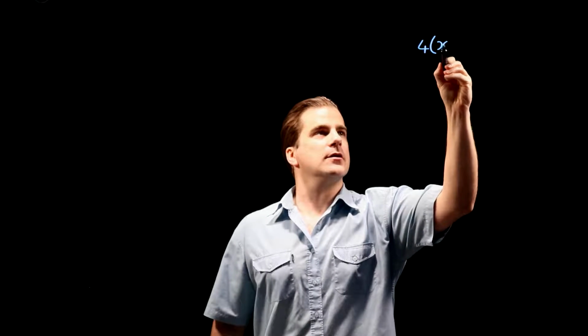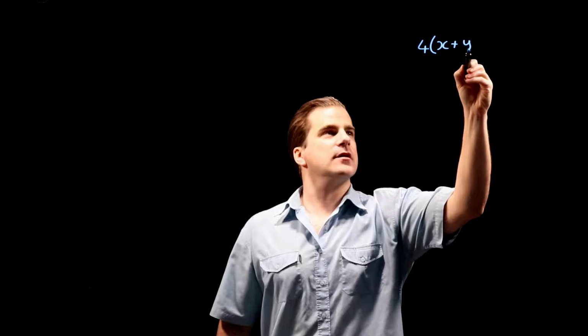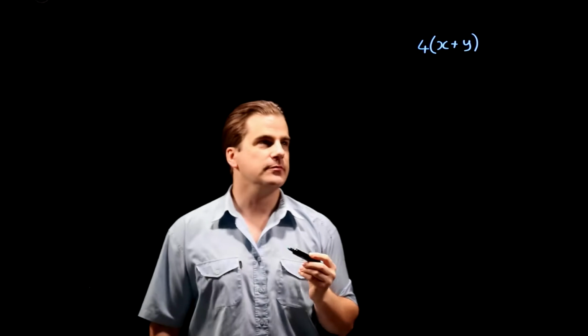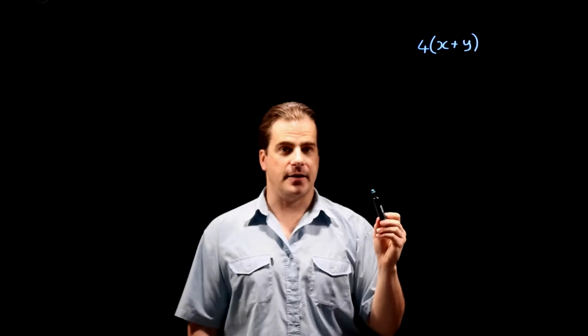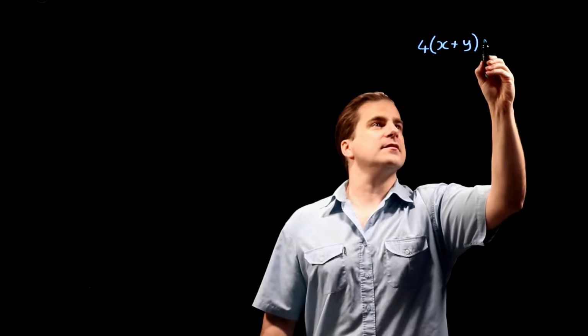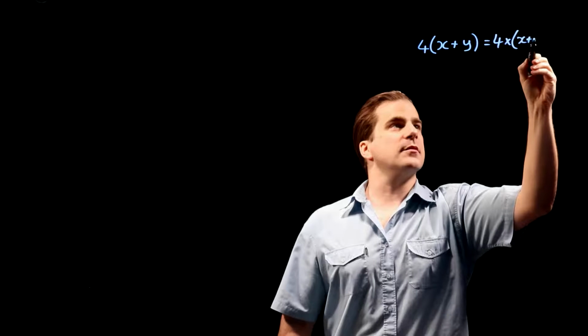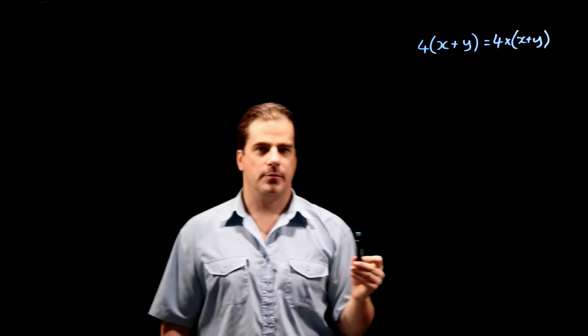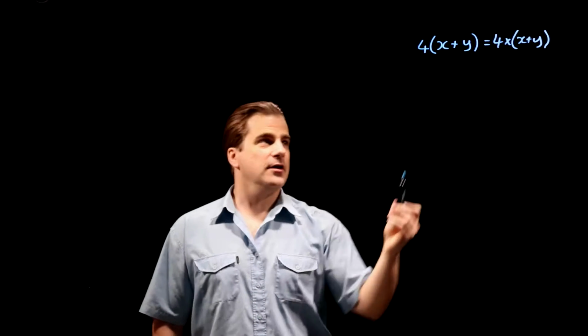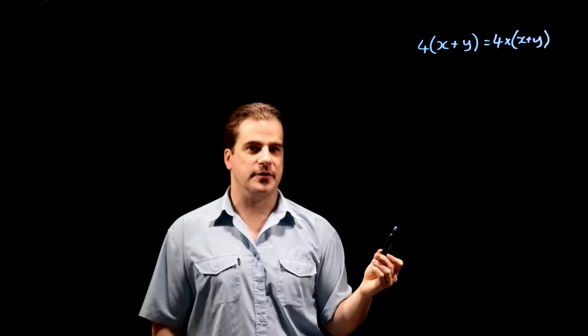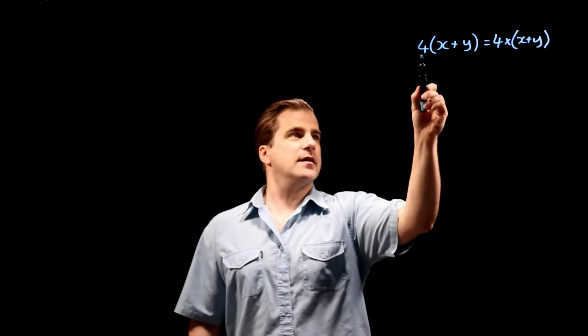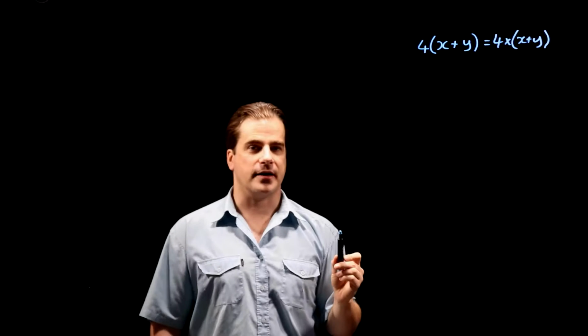Okay, multiplying out brackets. So you might be faced with something that looks like this: 4 times x plus y. That's the same as this: 4 times x plus y, all in brackets. But as usual in algebra, you don't bother with the times symbol. You don't need it. So how do we multiply out this bracket?